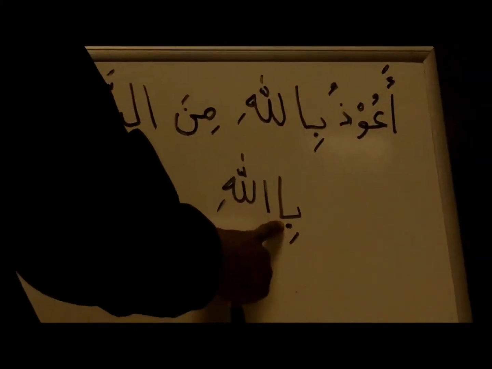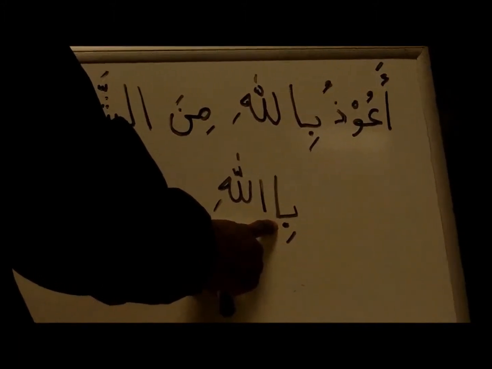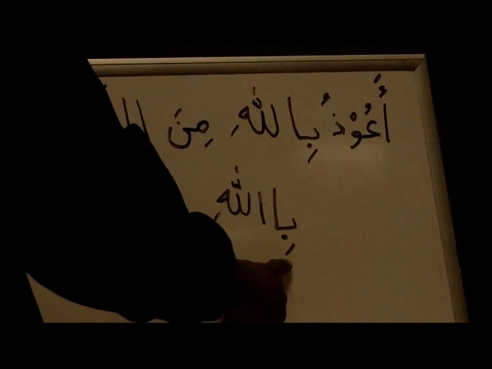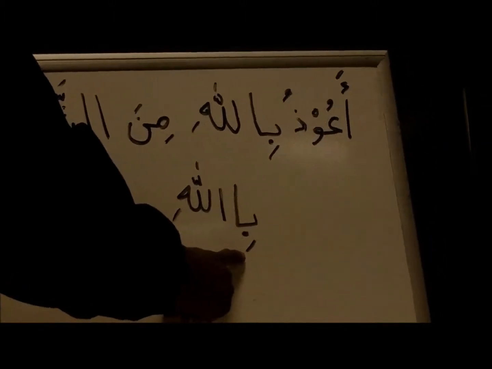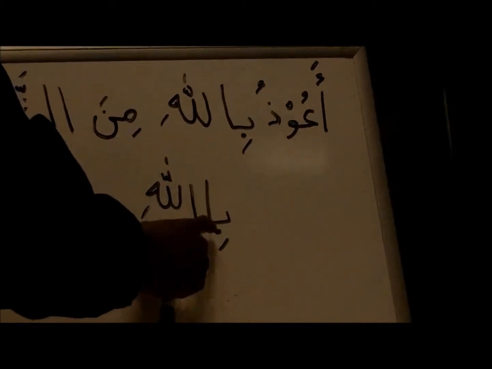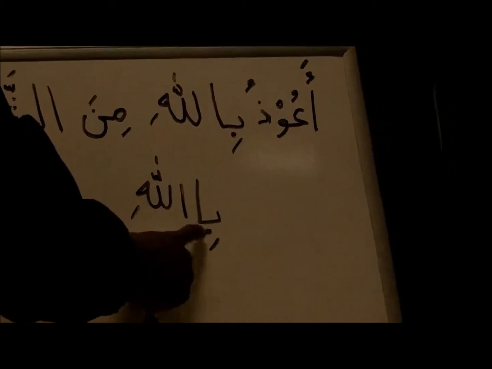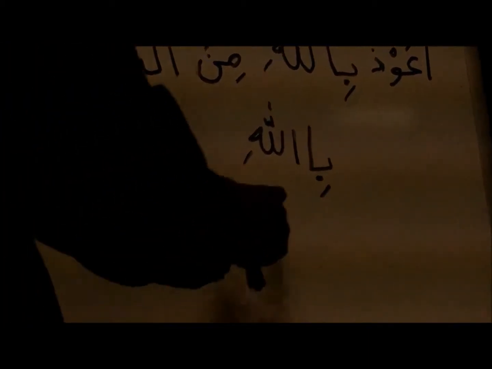Now, this letter right here is what? Look at it. The dot on the bottom, what letter is that? Ba. What vowel do I have? What's the name of this vowel? Kesser. Kesser makes what sound? So therefore, ba turns into B. Okay? B. Now the next letter is what?